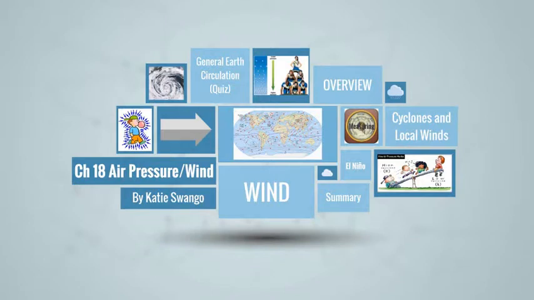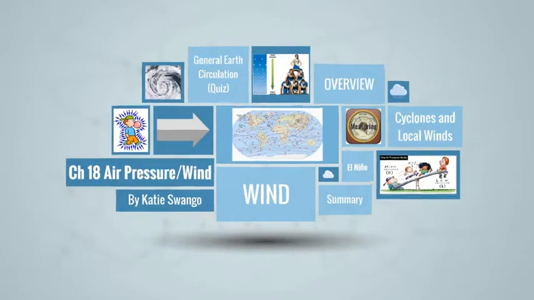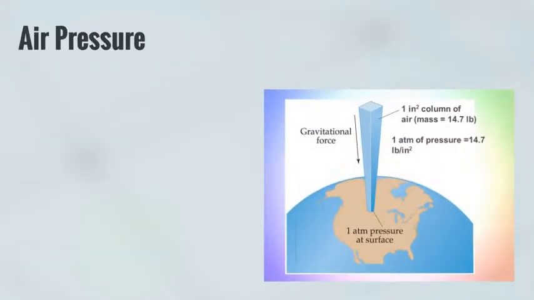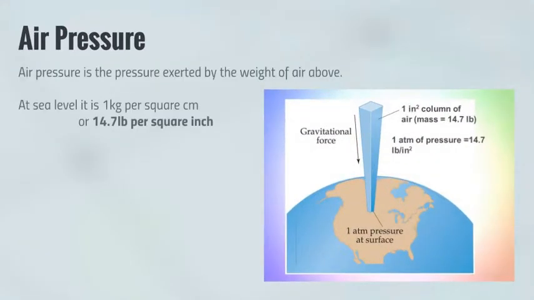Alrighty, Chapter 18, Air Pressure and Wind. Air pressure is the pressure exerted by the weight of air above. This has to do with our gravitational force. At sea level, it's about 14.7 pounds per square inch.